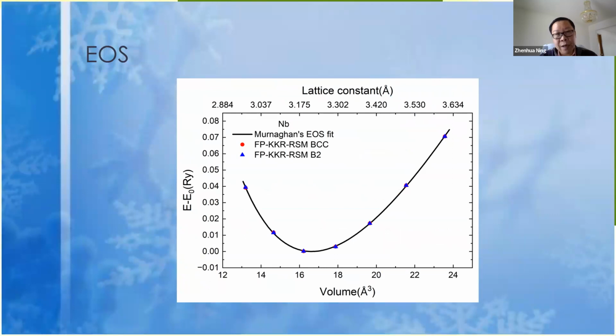I tested my FPKKR code with many results. This is the ground state for the niobium system. I calculated 7 energy points and fed them to the equation of state. For a systematic check, I also calculated for BCC and B2 niobium. Both agree pretty well.